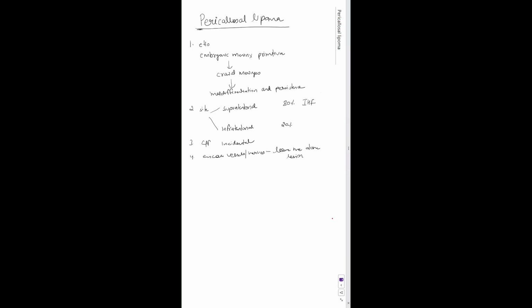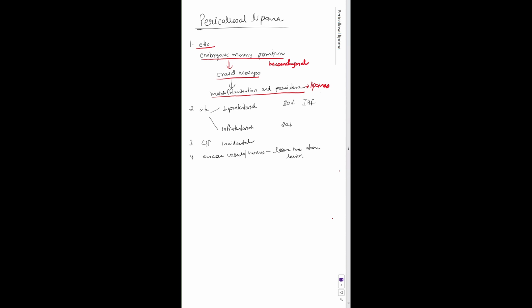Hello everyone. Today we are going to discuss what is pericallosal lipoma. So, what is its etiogenesis? It basically develops from embryonic meninx primitiva, which is a type of embryonic mesenchymal tissue. Normally this meninx gives rise to the cranial meninges. And if there is any mal-differentiation and persistence of this embryonic meninx primitiva, it gives rise to pericallosal lipomas.